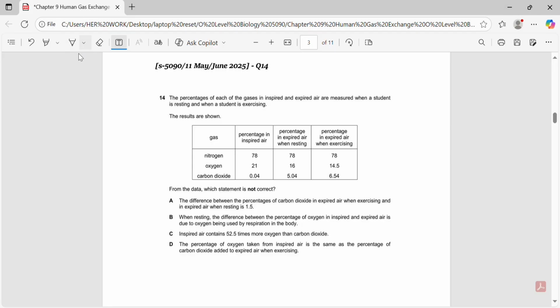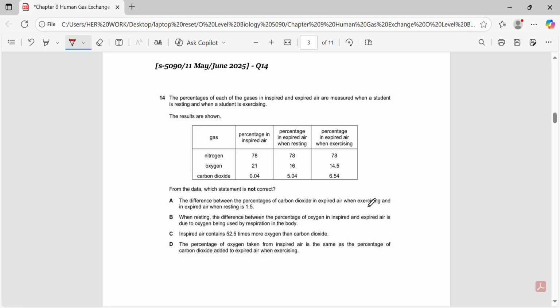So, let's go through the options one by one. Option A shows the difference between the percentages of carbon dioxide in expired air when exercising and in expired air when resting is 1.5. This is correct because the difference is indeed 1.5. Option B is also correct, as when resting, the difference between the percentage of oxygen in inspired and expired air is due to oxygen being used by respiration in the body. This is correct because the body uses oxygen during respiration.